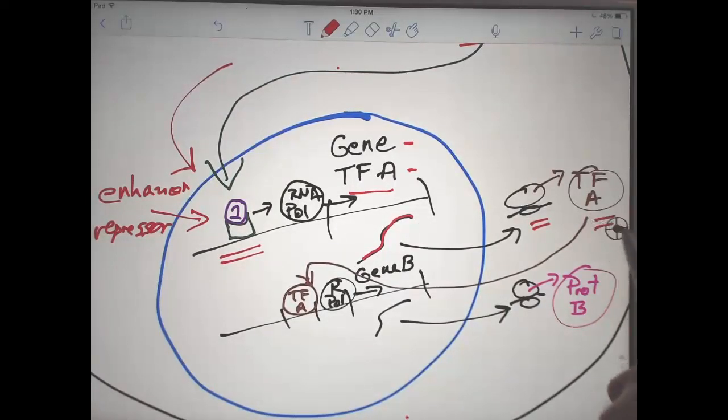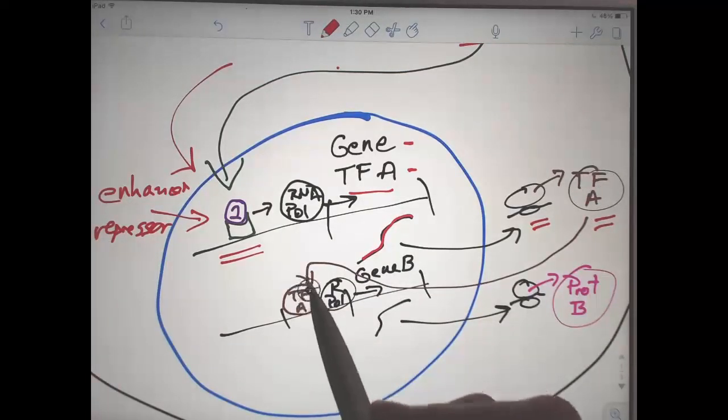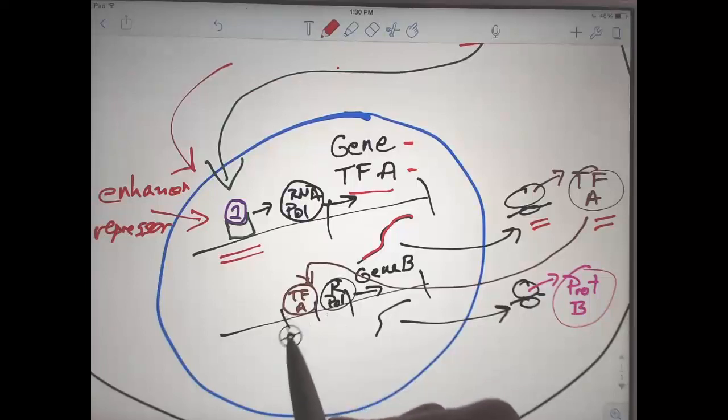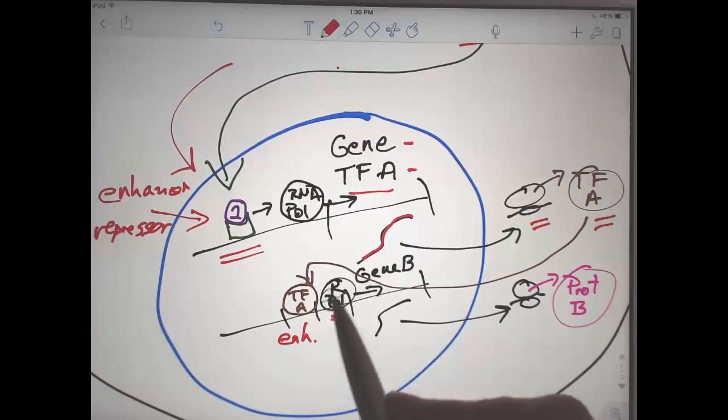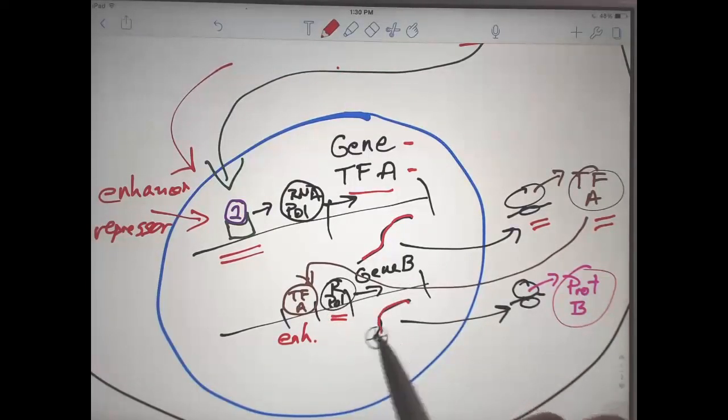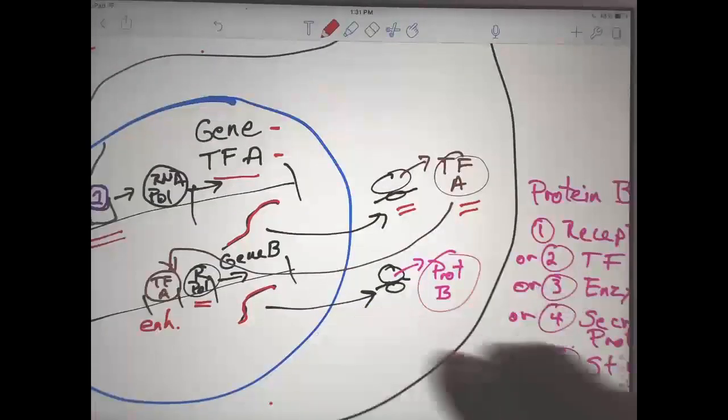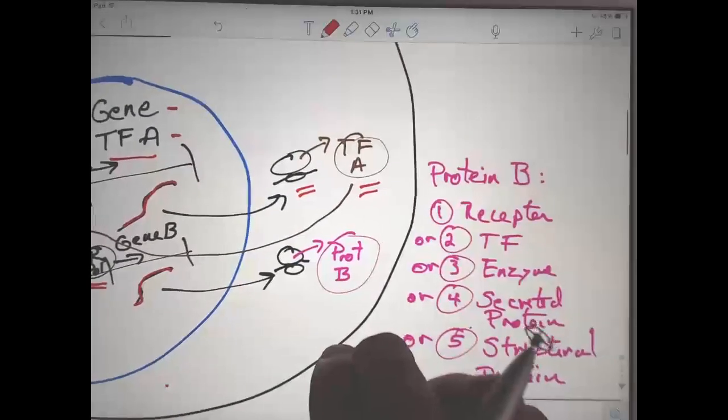Now over to transcription factor A. Transcription factor A now is a protein, can be translocated back into the nucleus, bind, in this case, to an enhancer. Again, RNA polymerase can now bind and move along. We get messenger RNA that then moves out of the cell, and now we have protein B. And protein B can now have some action.